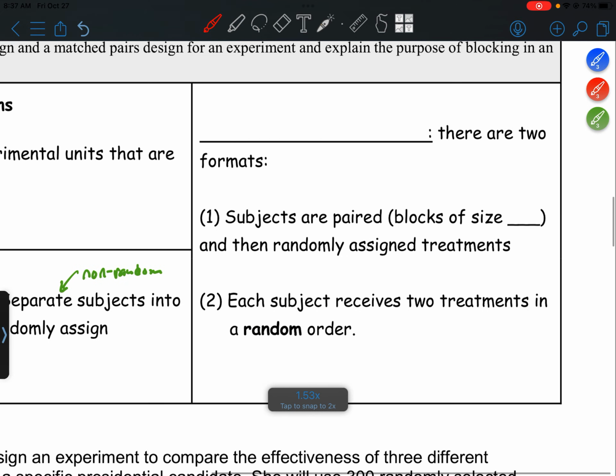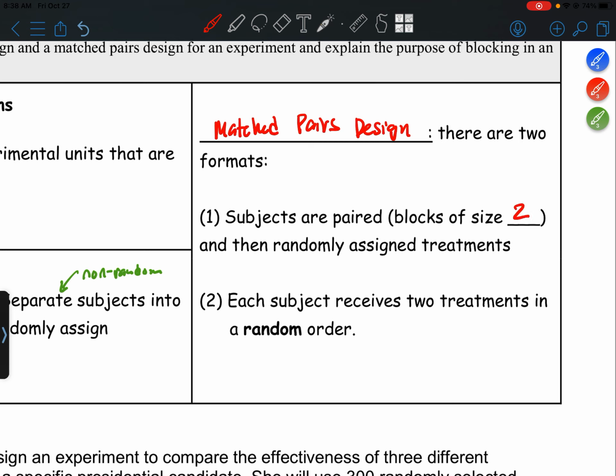Finally, the third design is the matched pairs design. This was the one that I had described as ranking, pairing, and then splitting. Now there's actually a couple different formats for the matched pairs design. The one that I discussed, the ranking, pairing, and splitting, is how you normally see it done. Subjects are paired together, so they're basically put into blocks of size 2, and then you randomly assign treatments to those 2 pairs of subjects.